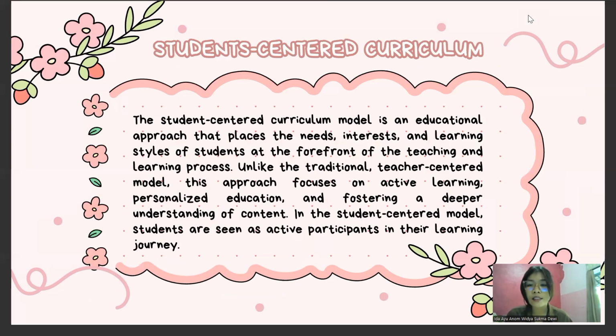The second is student-centered curriculum. So the student-centered curriculum model is an educational approach that places the needs, interests, and learning styles of students at the forefront of the teaching and learning process. Unlike the traditional teacher-centered model, this approach focuses on active learning, personalized education, and fostering a deeper understanding of content. In the student-centered model, students are seen as active participants in their learning journey.